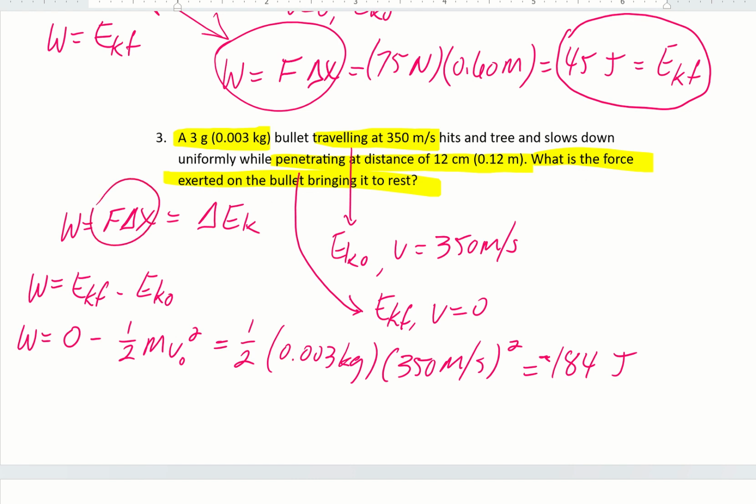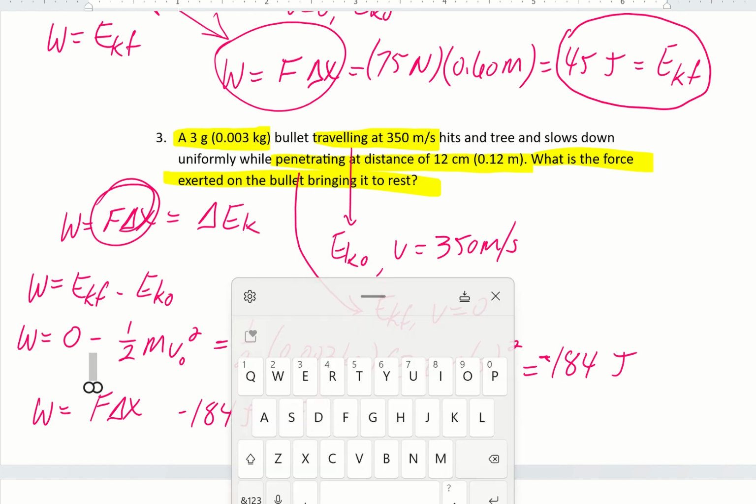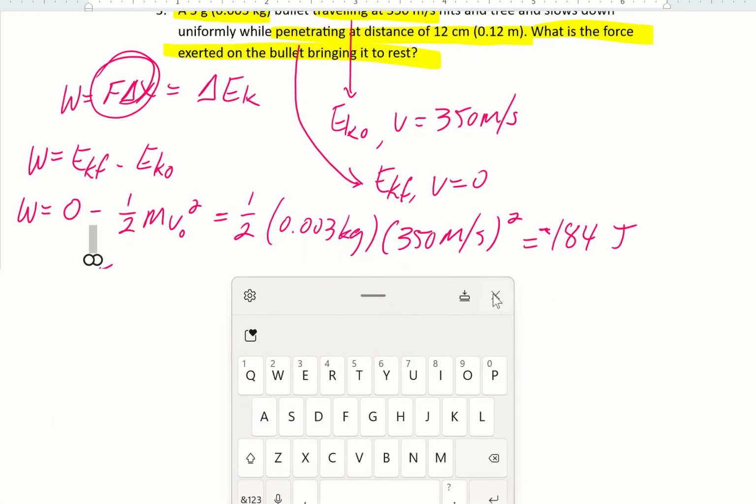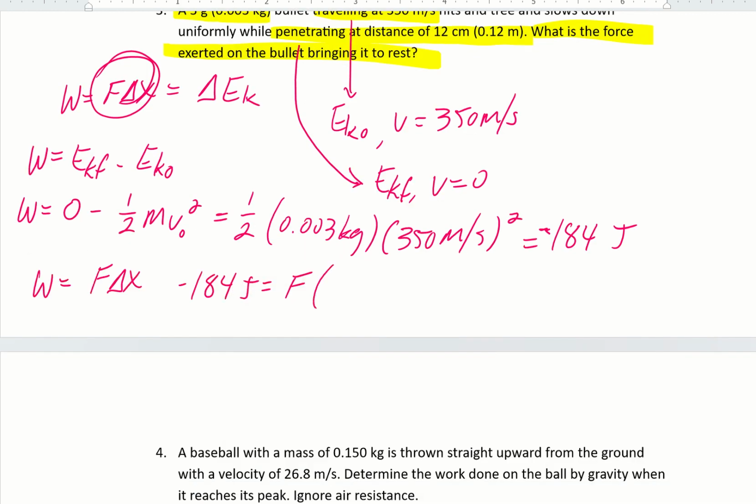All right, now I'm being asked what is the force exerted on the bullet. So now we can go up and use work equals force times displacement. I know the work is 184 joules, or we could call it negative 184 joules. I don't know the force, but I do know that the bullet penetrated 0.12 meters. So by dividing 184 by 0.12, I get the force.